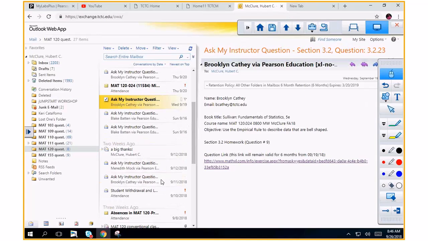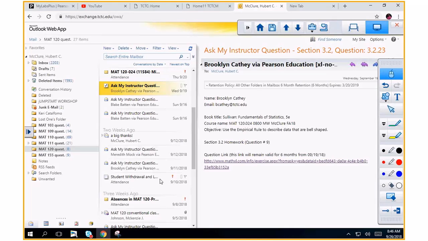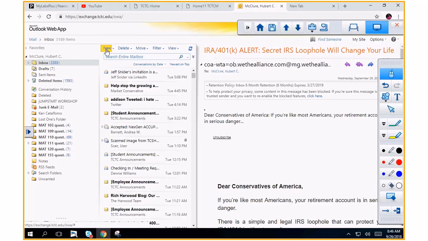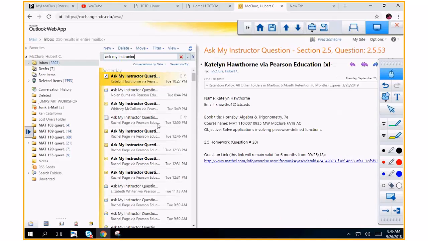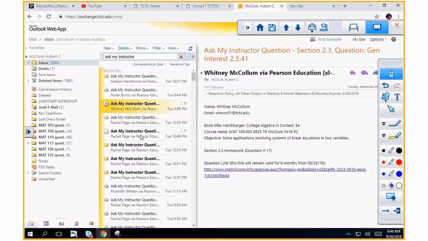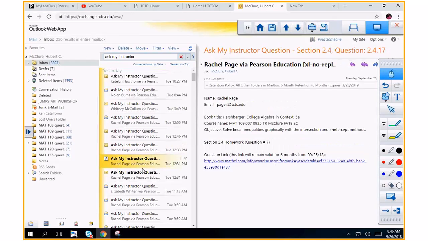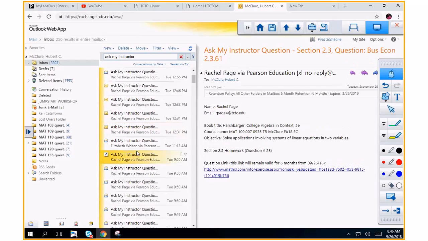Okay. Let me see if there are any new ones in the inbox that IT is supposed to be working on. Let me pull in Ask My Instructor. Let me just sort by date and see. These are all 109s. I don't see any, at least in the last couple of days. Let me see if these are, no.